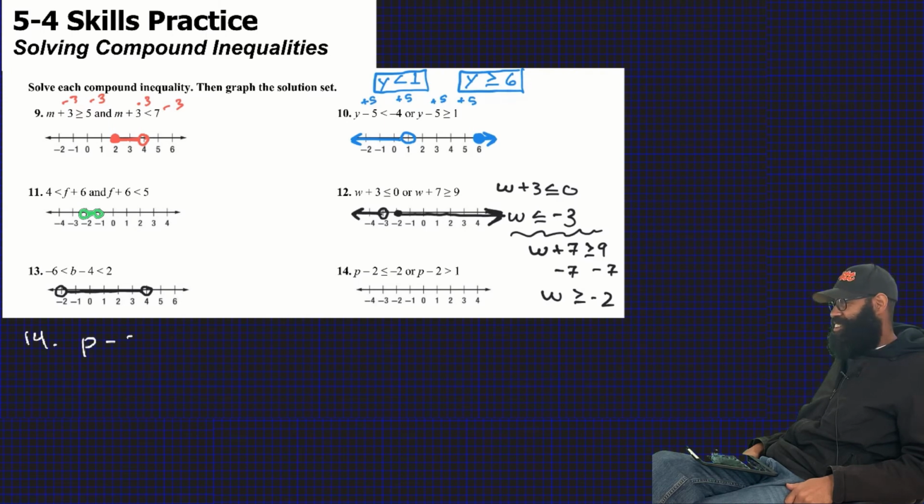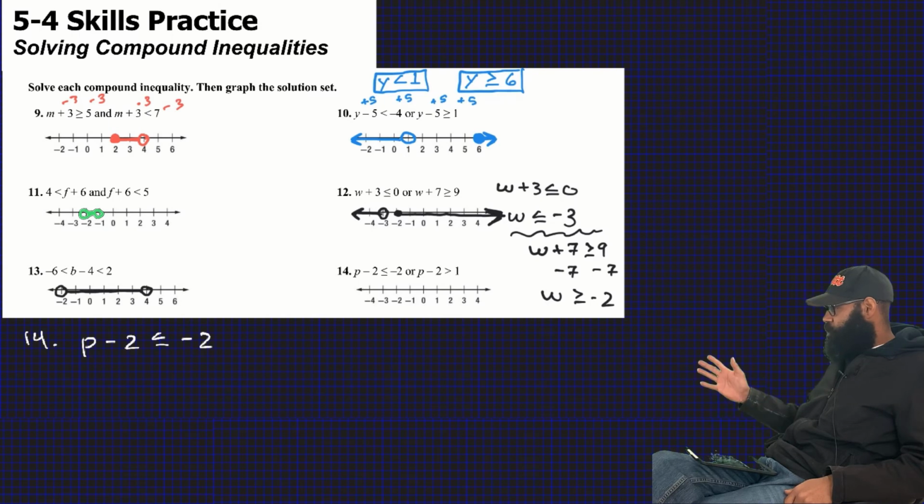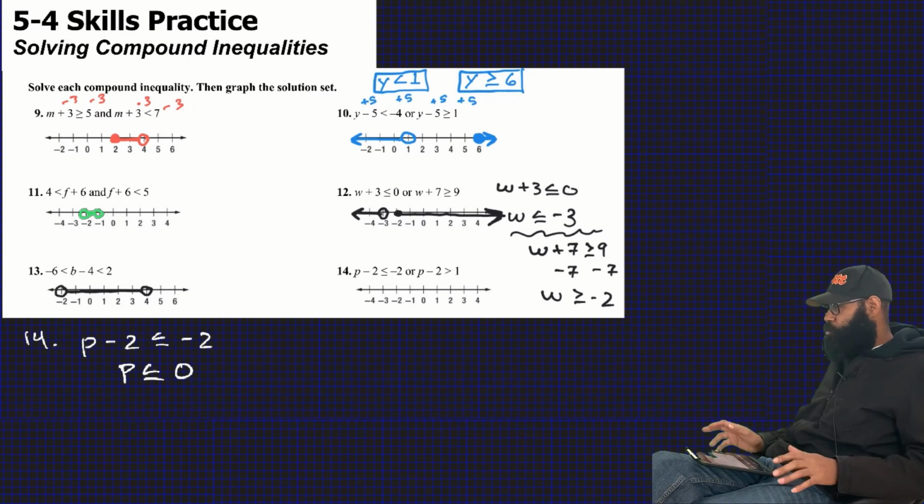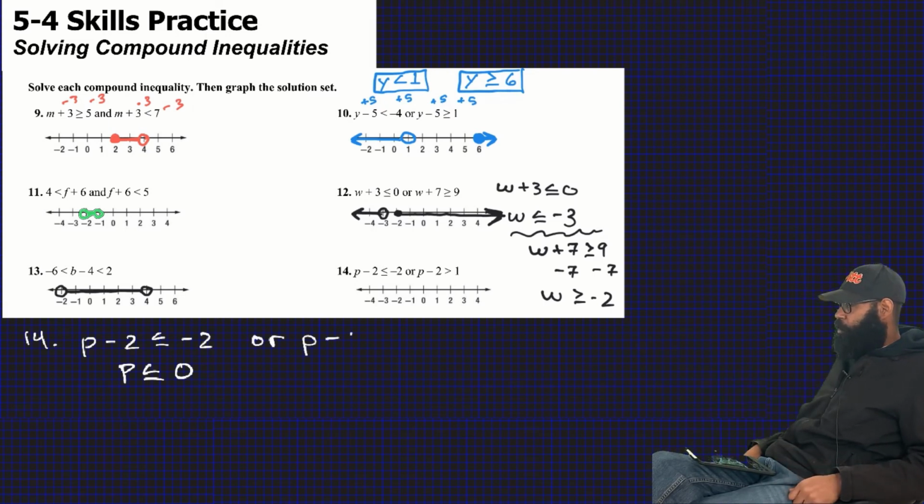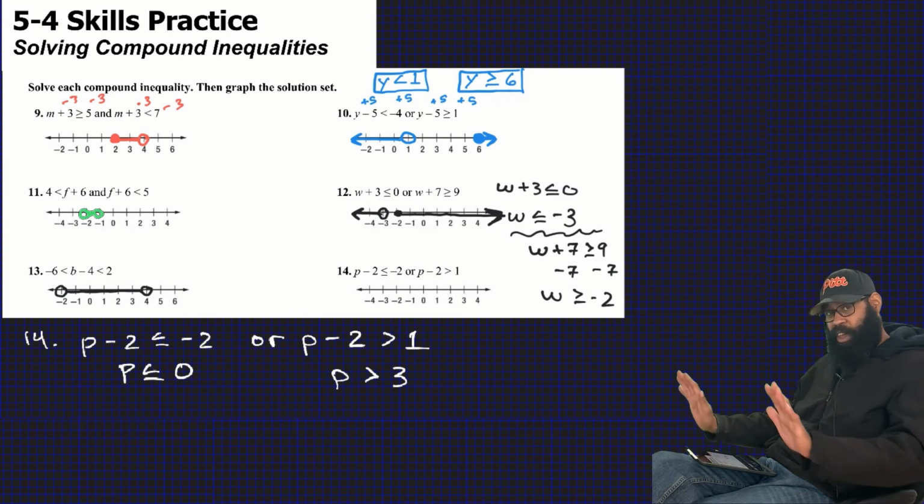There's no mistakes. 14. I do see the word or. So I'm happy to just write my first inequality. P minus 2 is less than or equal to -2. Slow down and add 2 to both sides and you should get 0. Very good, Mr. Craft. Or P minus 2 is greater than 1. And this time when I add 2 to solve for the variable P, I'm gonna get 3. And now I'm safe.